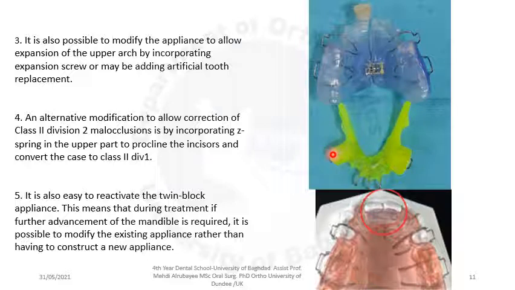An alternative modification to allow correction of class 2 division 2 malocclusion is by incorporating a Z-spring in the upper part to proclaim the incisors and convert the case to class 2 division 1. It is also easy to reactivate the twin block appliance. This means that during treatment, if further advancement of the mandible is required, it is possible to modify the existing appliance rather than having to construct a new one.